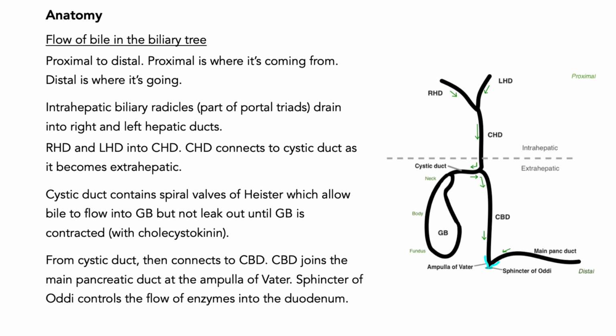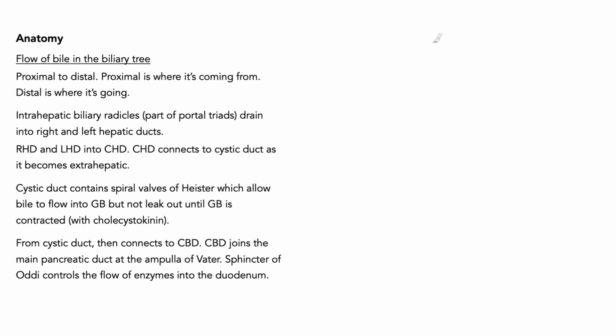Now, as we said, the most proximal part is the intrahepatic biliary radicals. We're not going to draw them because those are the tiny little ducts that form the portal triads. We're going to start out where they drain into, which is the right and left hepatic ducts. So here we have our right and left hepatic ducts. They're going to converge and drain into the common hepatic duct.